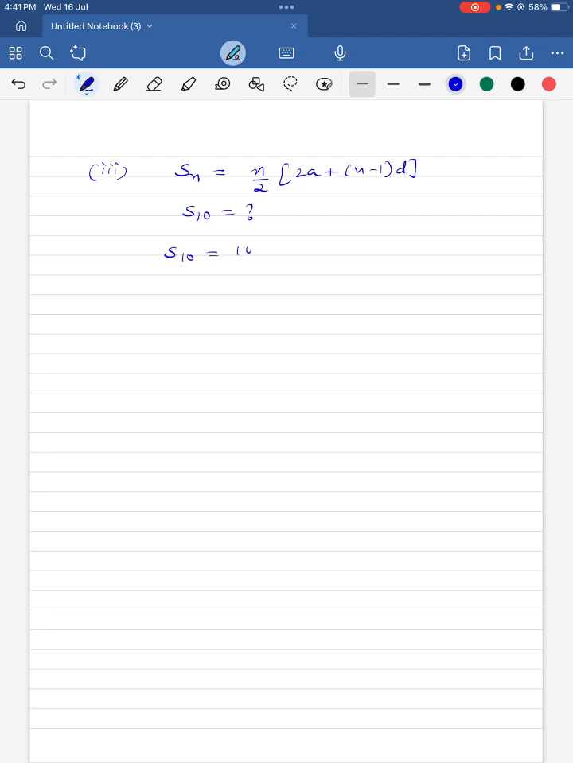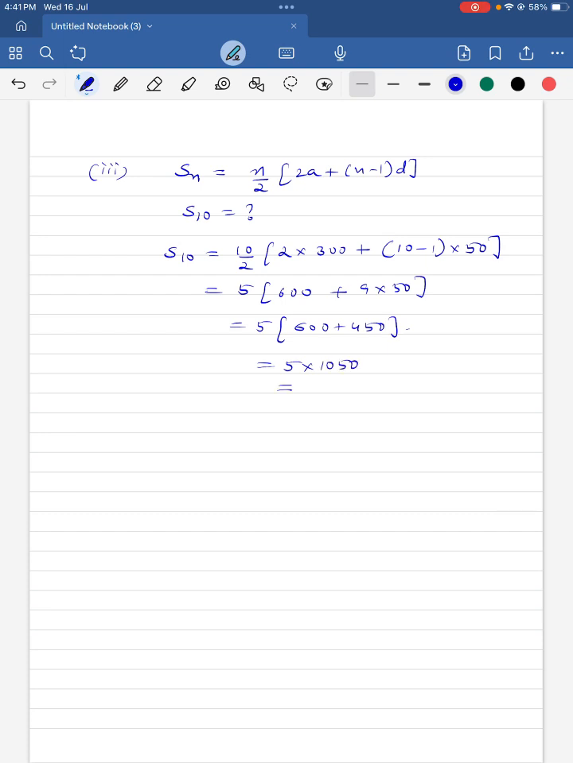So S10 will be 10 by 2 into 2a, which is 300, plus n minus 1, that is 10 minus 1 into d, which is 50. So that's equal to 5 times 600 plus 9 times 50, which is 450. So 5 into 600 plus 450, which is equal to 1050. So 5 times 1050 gives me 5250 meters. So the total distance run will be 5250 meters.